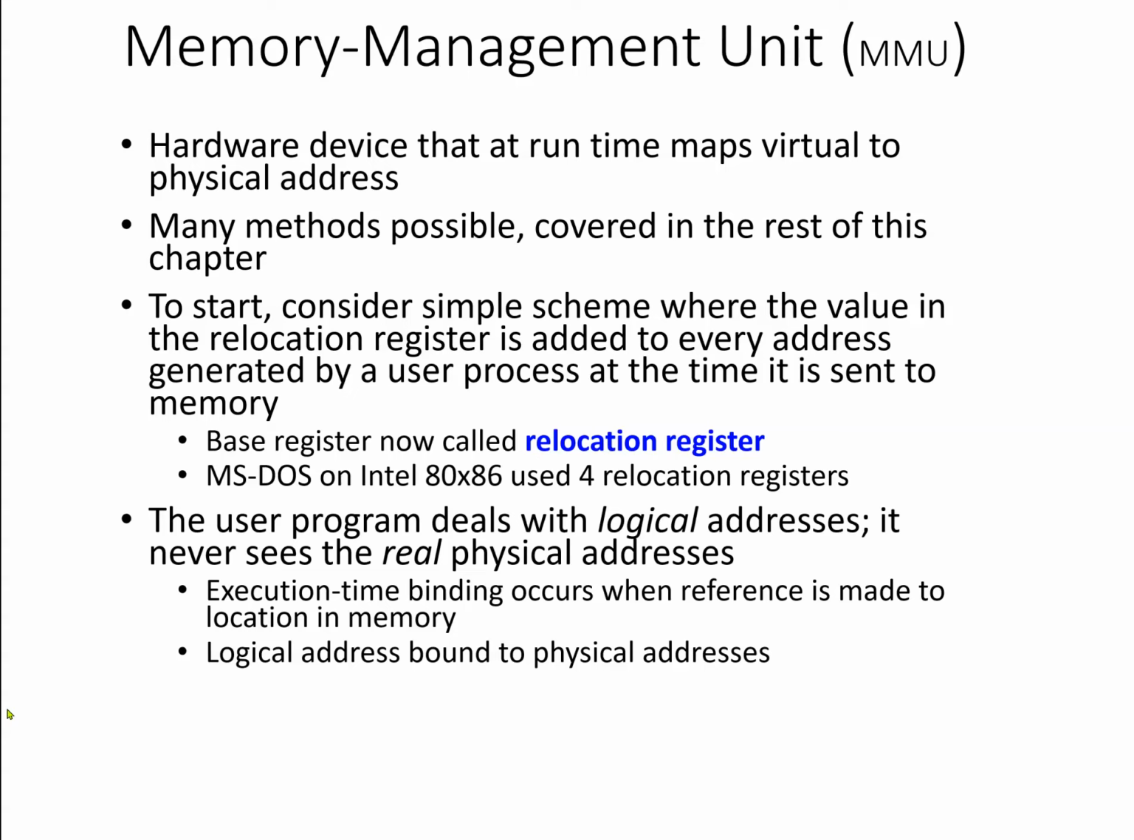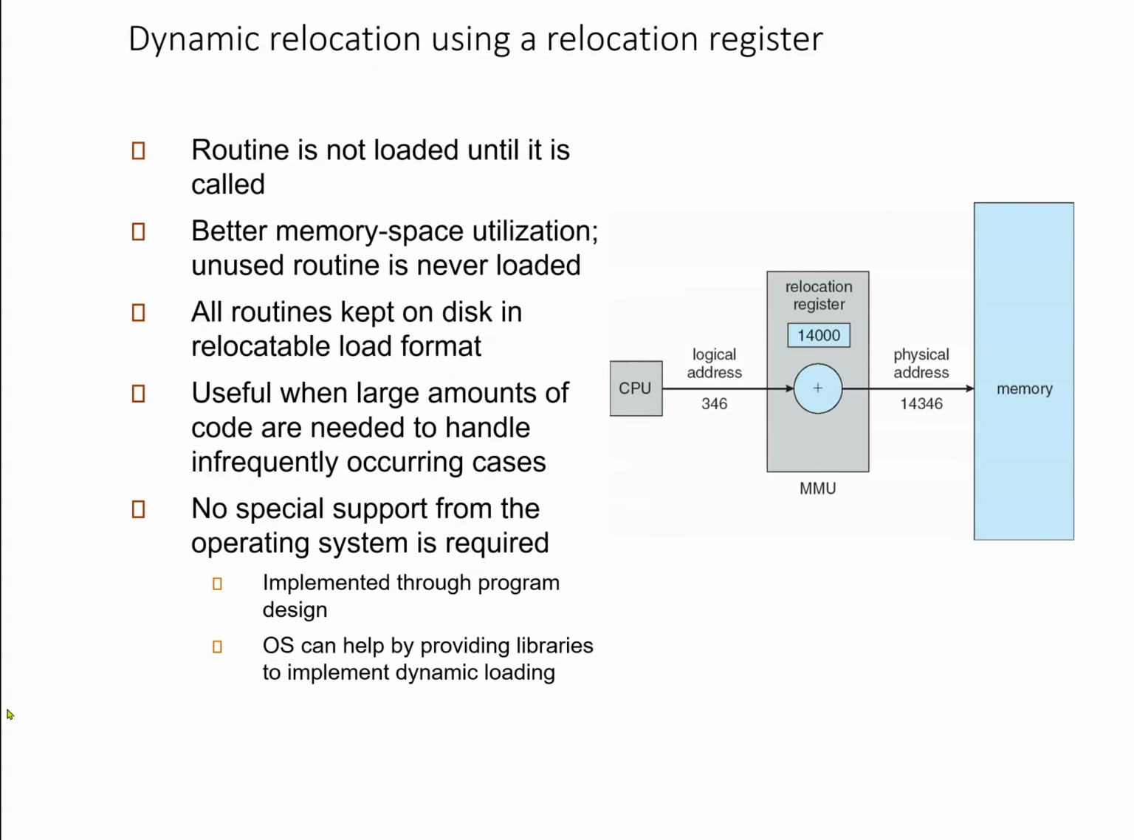With MS-DOS, the Intel 8086 used 4 relocation registers. The user program deals with logical addresses, okay? Just like in your toy operating system, you have to deal with logical, not physical addresses. It never sees the real physical address. Execution time binding occurs when reference is made to a location in memory, and the logical address is bound to a physical address then. So using a relocation register, here's a way to deal with it.